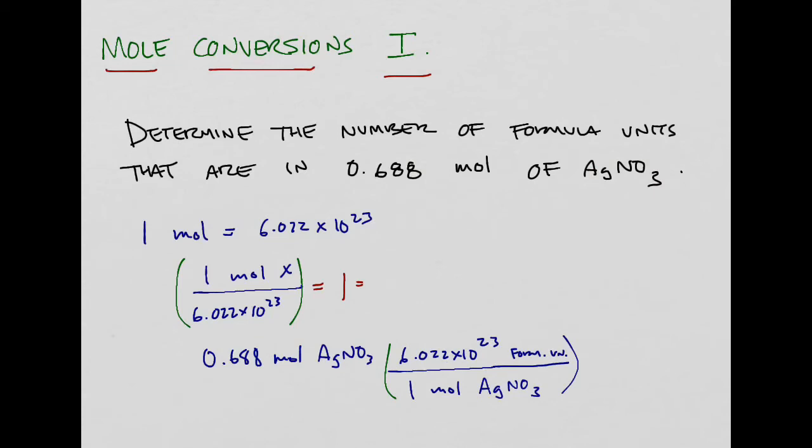So you can see that if we plug this into your calculator, we're going to come out with formula units of something, because if we take a look at this, this and this will cross out. You'll lose those two units and be left with formula units. Okay, right there.